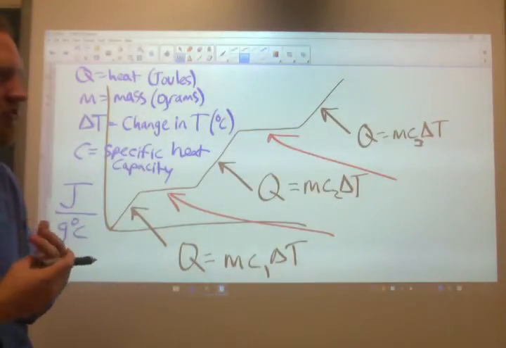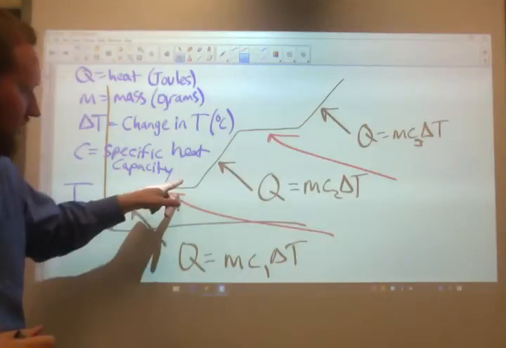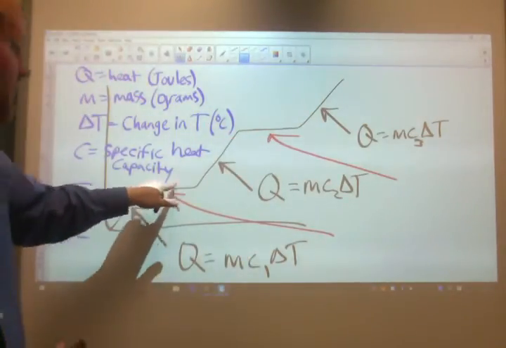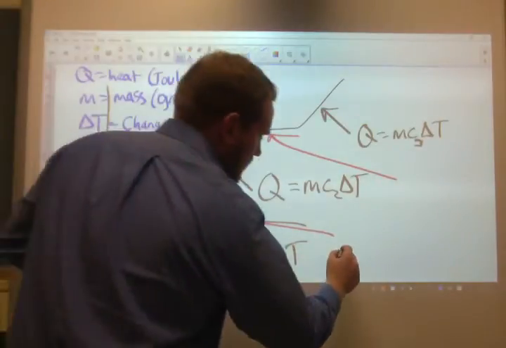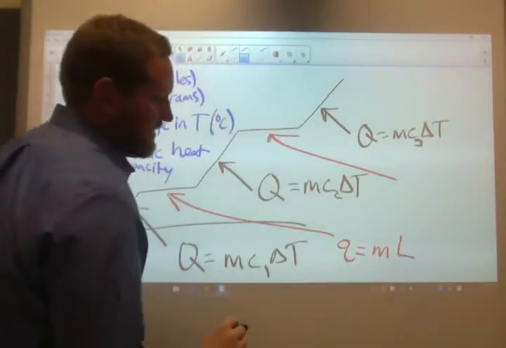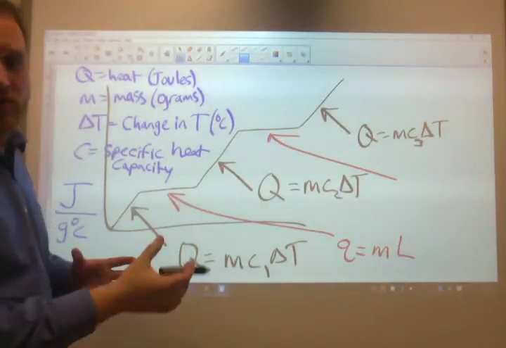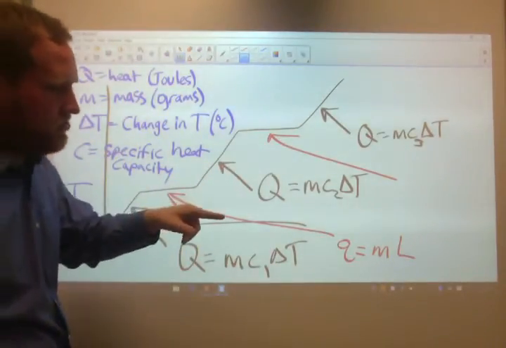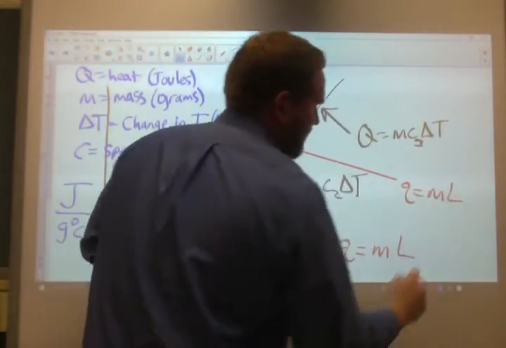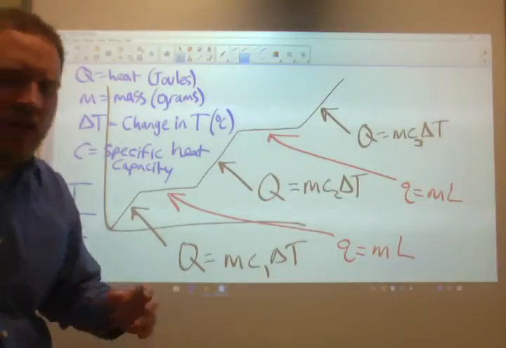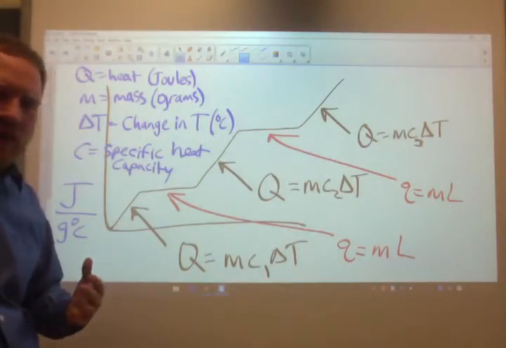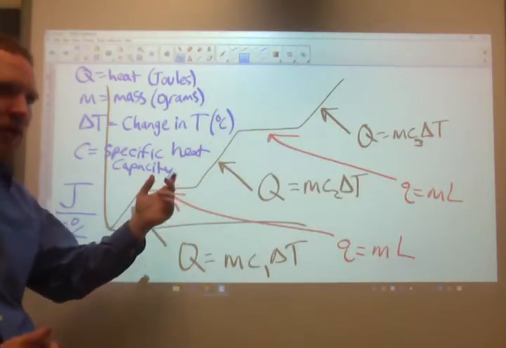You need to show how much energy goes into freezing or melting, how much energy goes into boiling or condensing. So the formulas for these plateaus: Q equals M times the latent heat, which I use the symbol L most commonly. This is also going to be called H. Same for here. Q equals M times the latent heat. Now when I say latent, that means hidden.